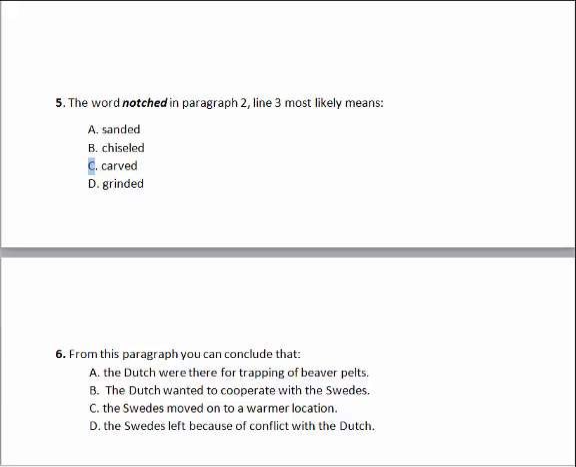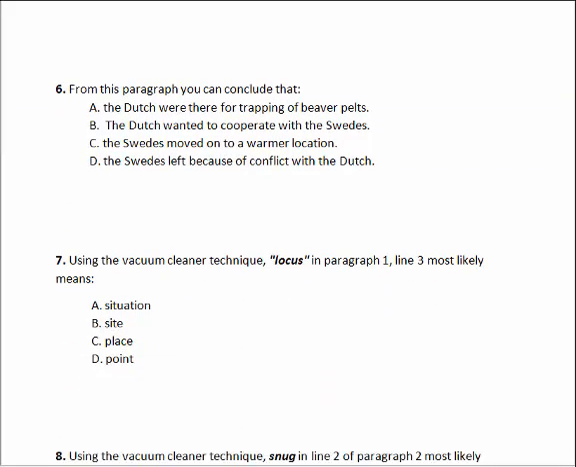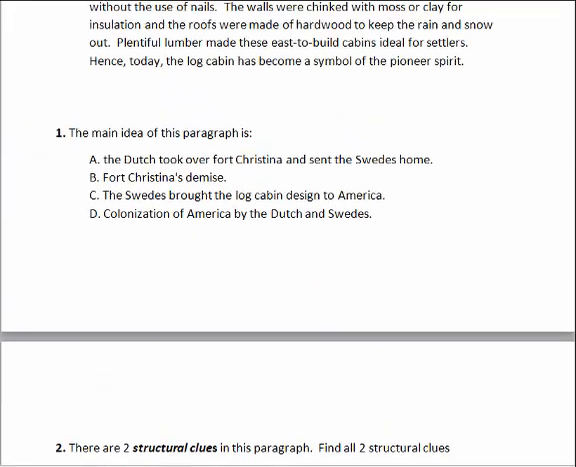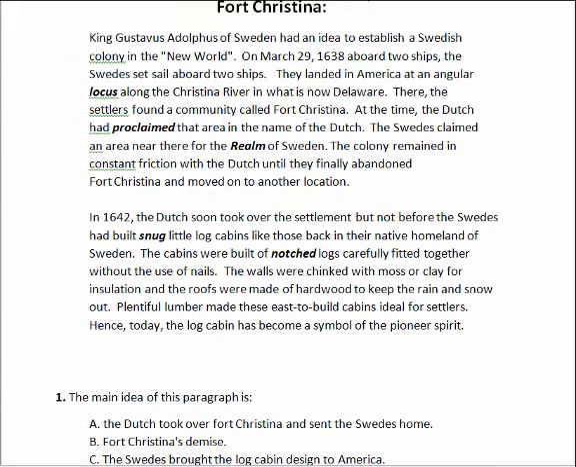Let's go ahead and take a look at problem number 6. From this paragraph, you can conclude that, if you look over here, here's a quick overview of the whole passage. The whole passage is about the king of Sweden saying, hey, we want a colony in the New World, which is America. So he sent people over there, and they just landed. And when they landed, they didn't really know where they were. So what they did is they just took some land. But it turns out that the Dutch actually owned that land, and they were a little bit salty because Swedes were stealing their land. So there's a conflict and some friction.